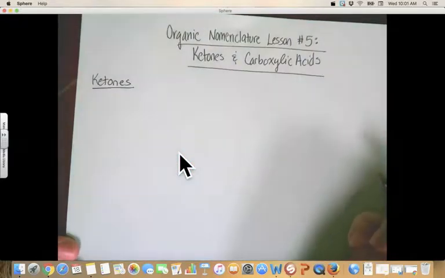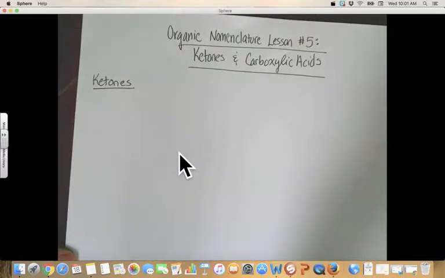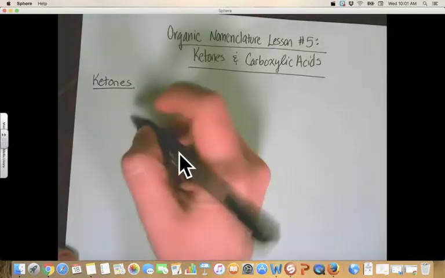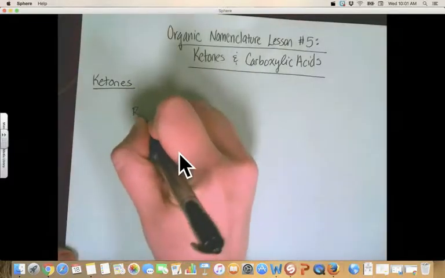If you've heard of the ketogenic diet, that's a big popular thing these days. It's getting your body to produce and consume ketones. But anyways, let's talk about what a ketone is. I'm going to draw this out real quick.